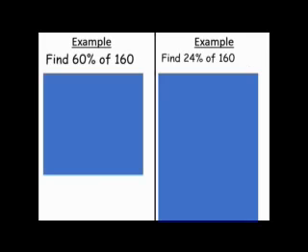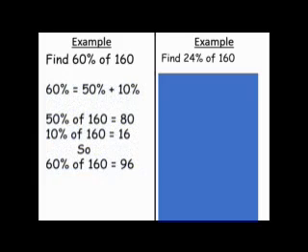Now we can combine these to find more tricky percentages. So find 60% of 160. So 60% is 50% plus 10%. So we find 50% of 160, which is 80. 10% of 160, which is 16. So adding them together, 60% of 160 is 96.